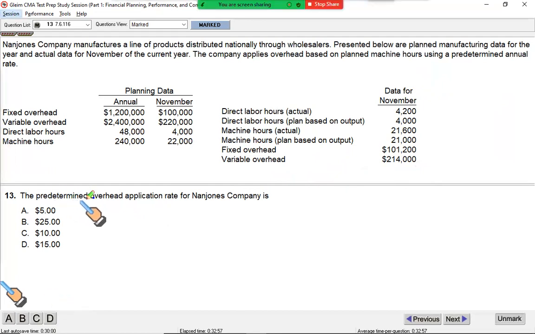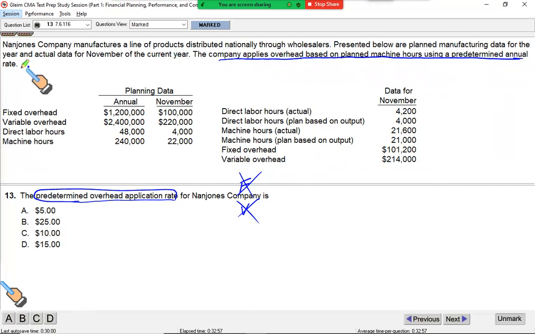The question says the predetermined overhead application rate or overhead allocation rate. He doesn't say fixed, he doesn't say variable. No fixed or variable. That means he's talking about a single combined rate for fixed and variable. So if fixed and variable are combined for the whole year, the company applies overhead based upon planned machine hours using a predetermined annual rate.